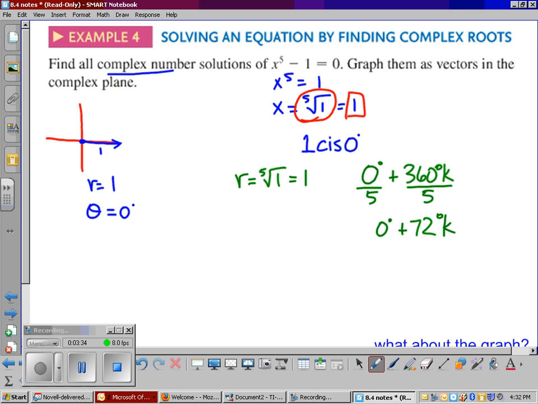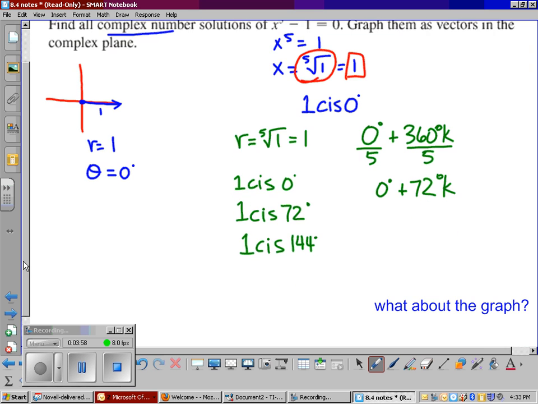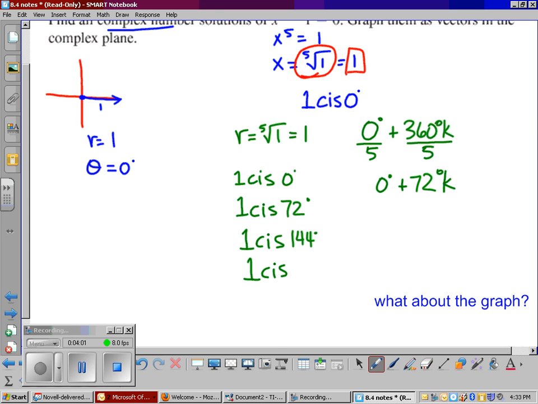Find your first angle where k is 0, and I get my r value of 1 CIS 0 degrees. And then my next angle is just going to increase by 72 degrees. So 1 CIS 72 degrees, and then 1 CIS 144 degrees, 72 plus 72, and then 1 CIS 216 degrees, I think that's right, and then 1 CIS 288 degrees. There's just a difference of 72 degrees between each of those angles.